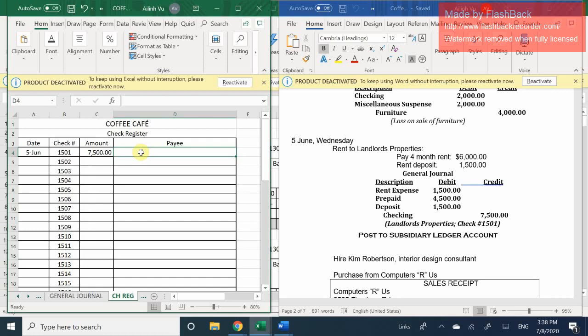Do we have a store location? Did we buy the store location? No, we didn't. We just bought the business name. Yes. Okay, so we're gonna write this check out to who? Landlord Properties. Oh, okay. That's the first thing. Rent to Landlord Properties, yeah, I see it now. Okay. And we know that it's check number 1501.